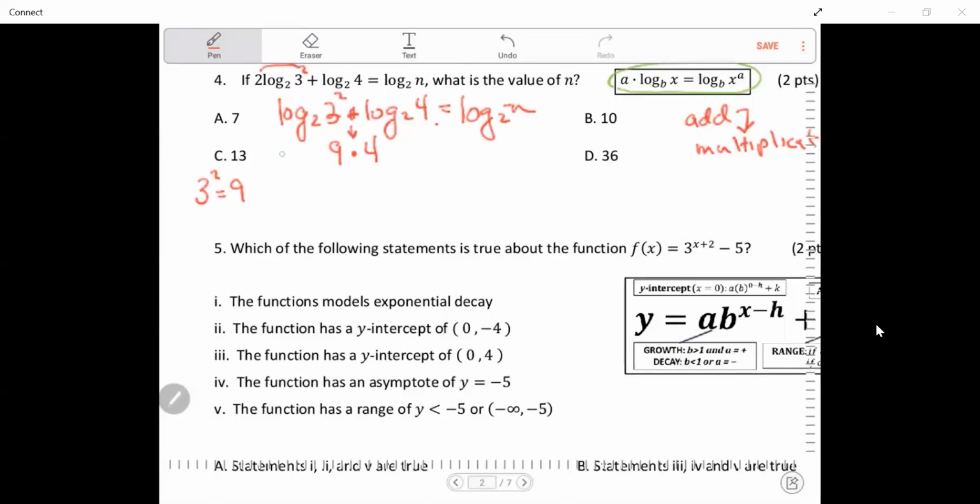All right, so we have log 2 of 9 times 4 equals log 2 of n. Well, that tells us that now that we just have a log 2 on both sides, we can cancel this out. So it says 36 equals n. Well, there's our answer right there.